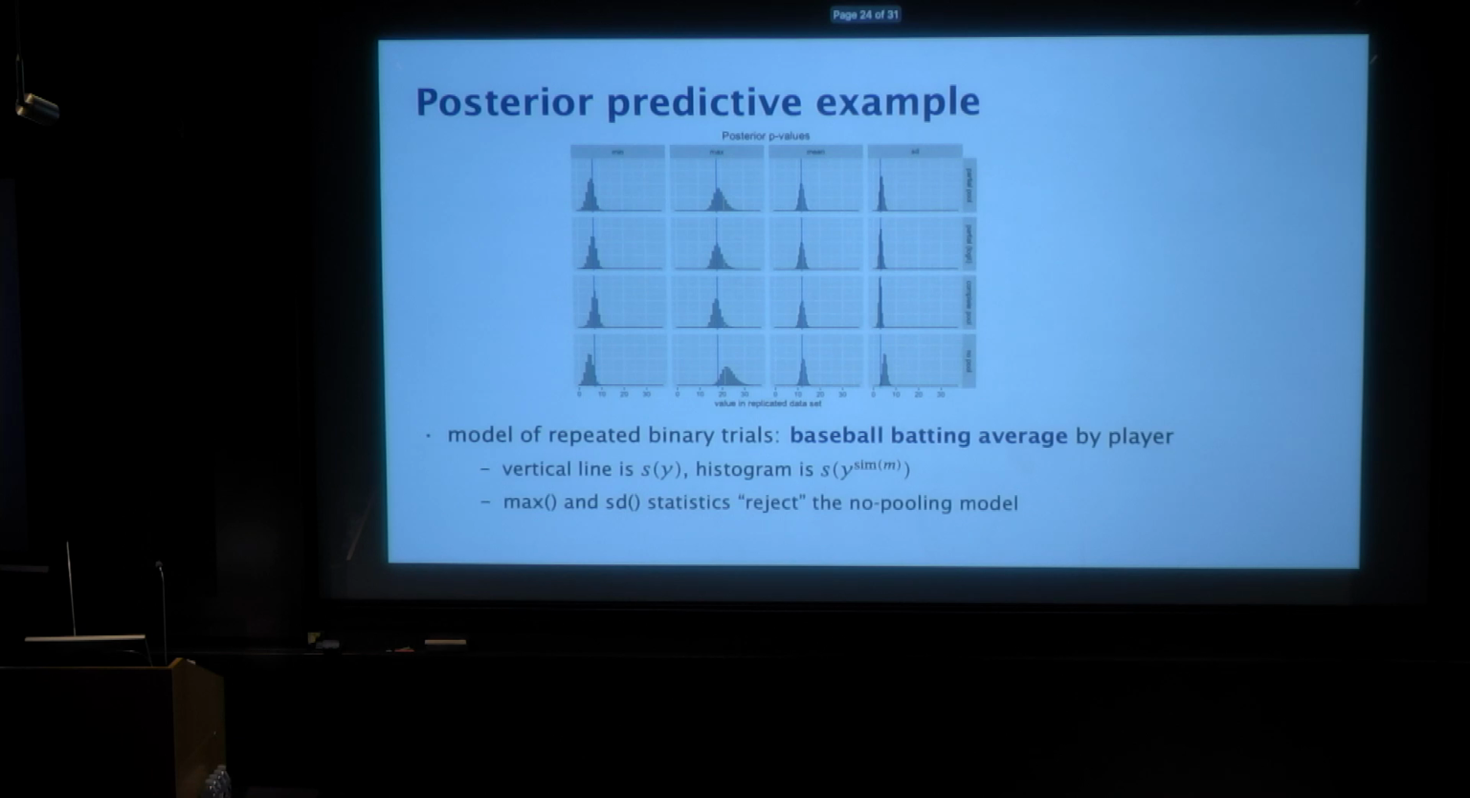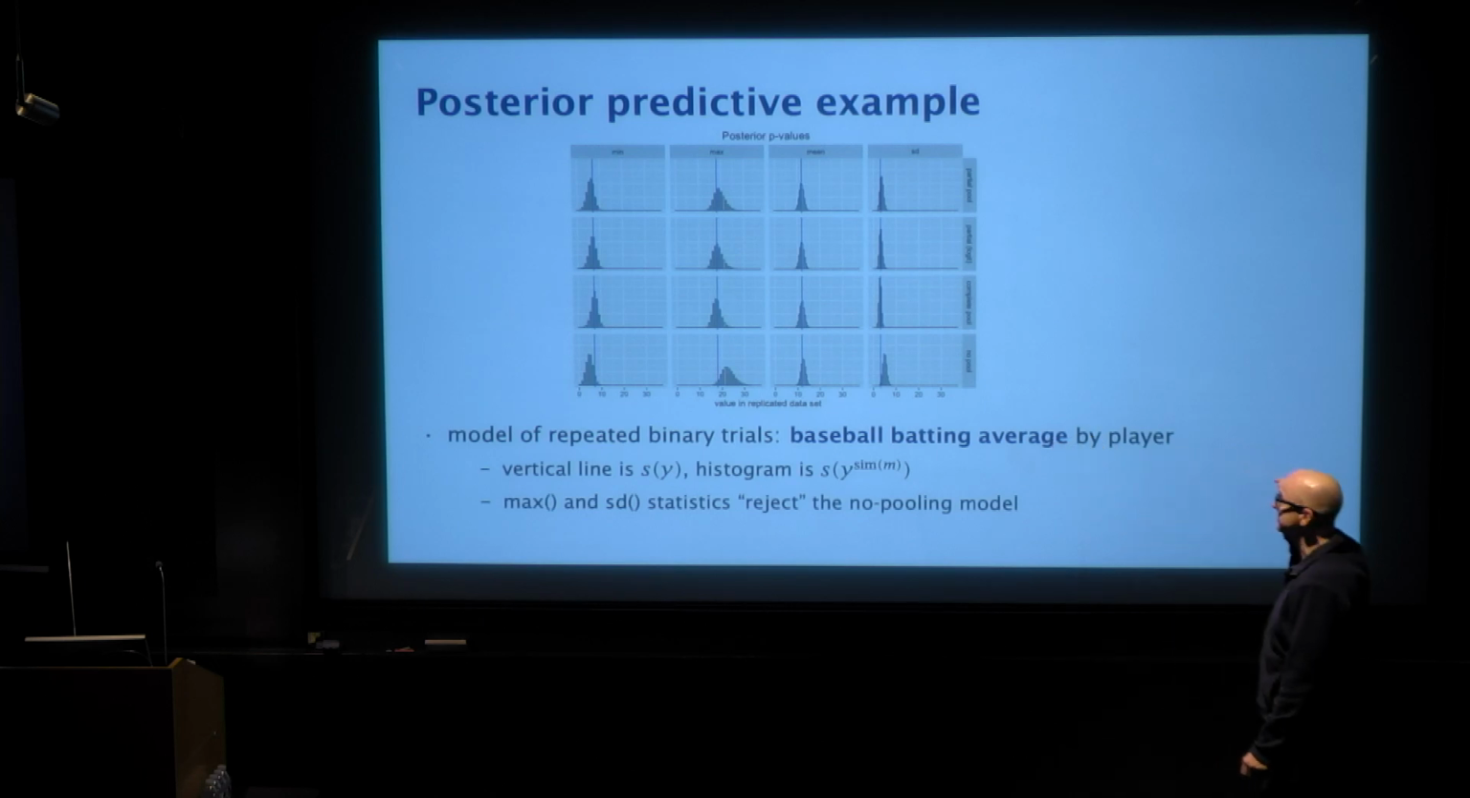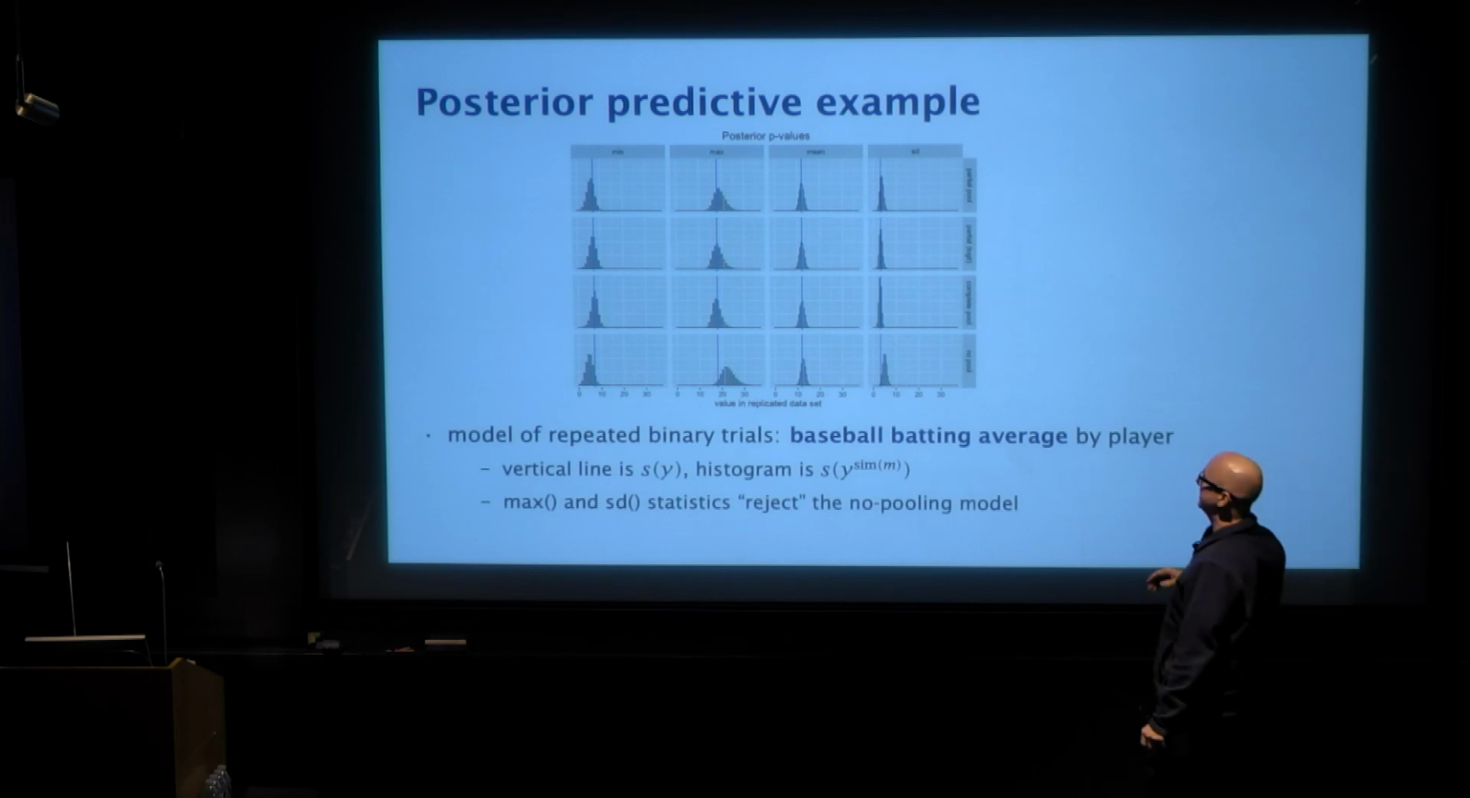So let's see what this looks like in practice. This is from a case study that I wrote on repeated binary trials, which, if you want to learn about Bayesian hierarchical models, I can still recommend. It's for baseball, so it's very applicable now. This is replicated data for posterior p-values.